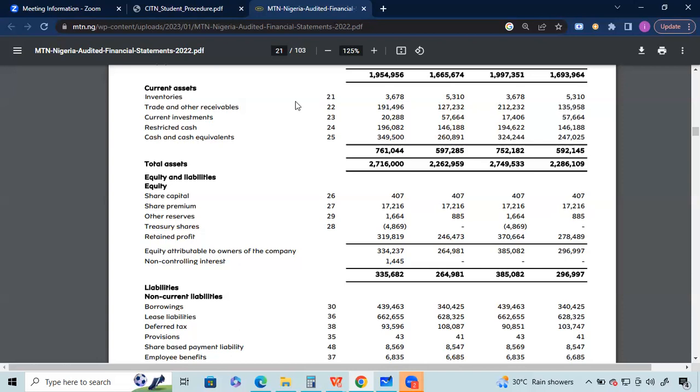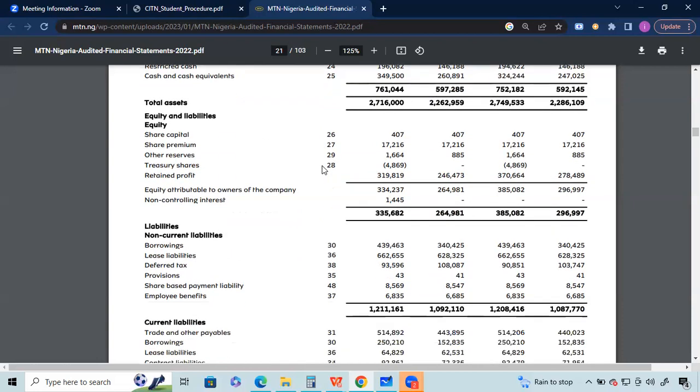Those people that you have lent some certain amount and they are yet to pay back are what we call trade receivables, while those people that you are owing are what we call trade payables. So current investment, restricted cash, and we also have what we call cash and cash equivalents. So these are examples of current assets.